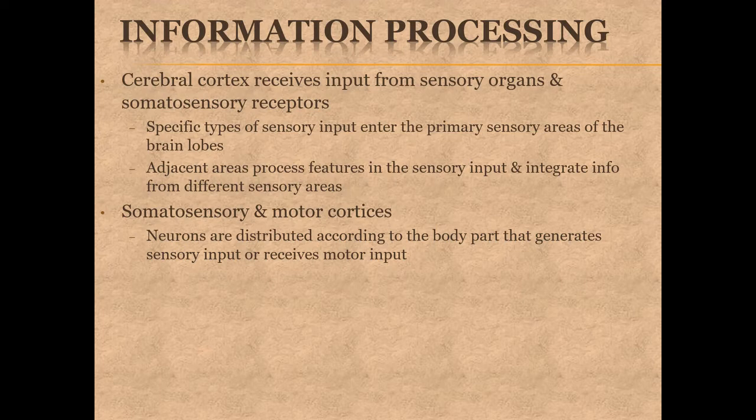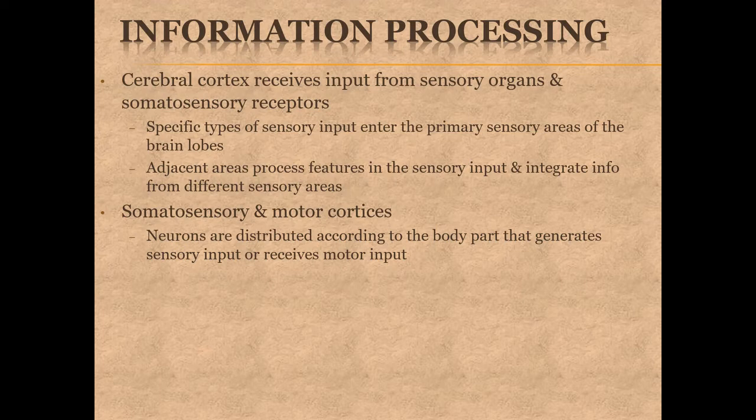The cerebral cortex receives input from sensory organs as well as the somatosensory receptors. These are specific types of sensory input which enter the primary sensory areas of the brain lobes. There are adjacent areas that process features of sensory input and integrate information from different sensory areas.